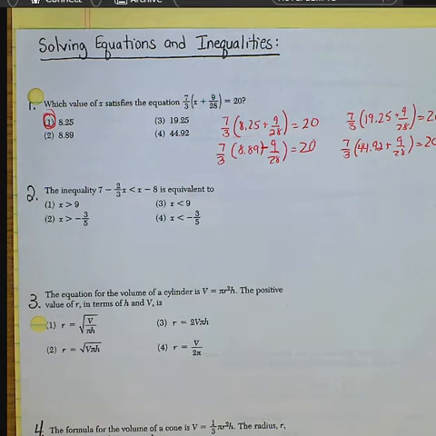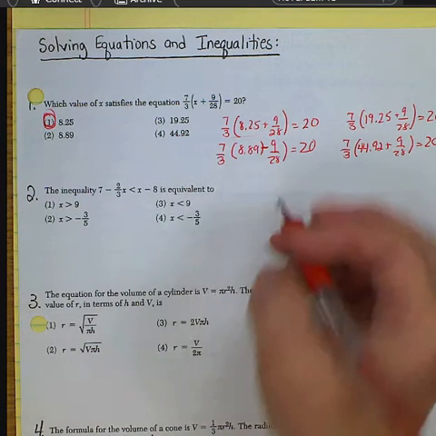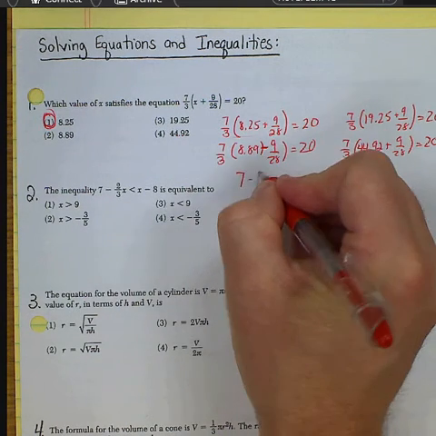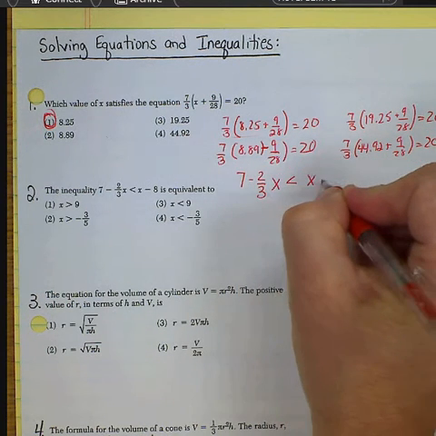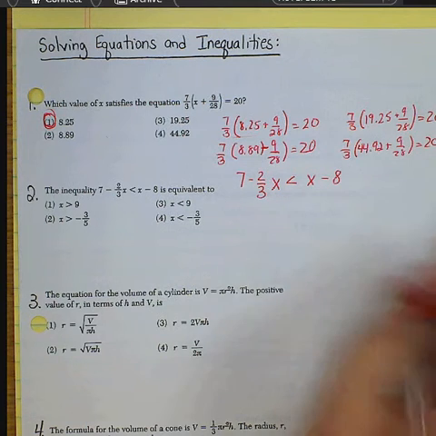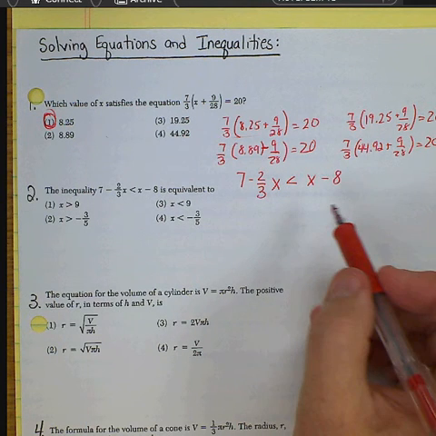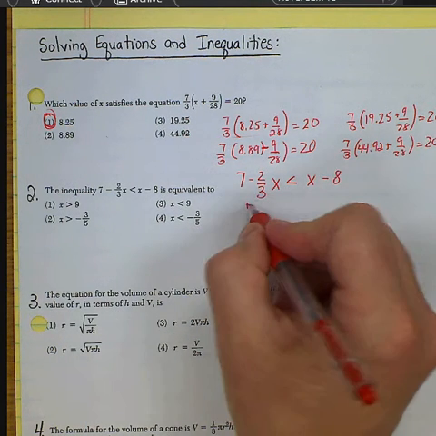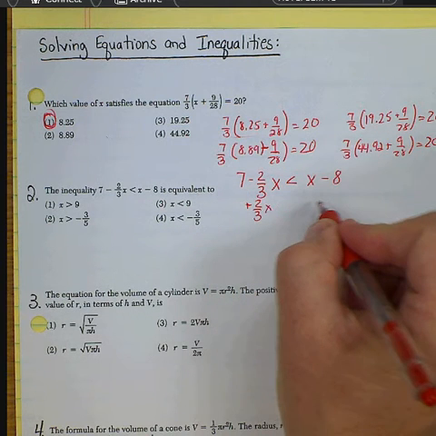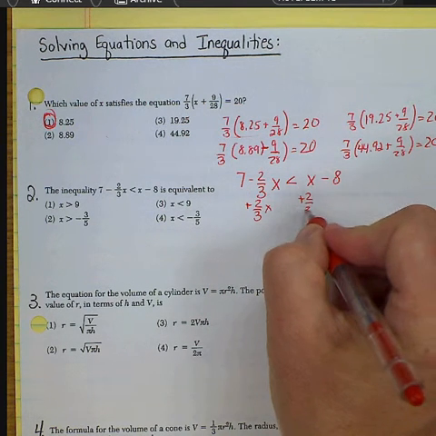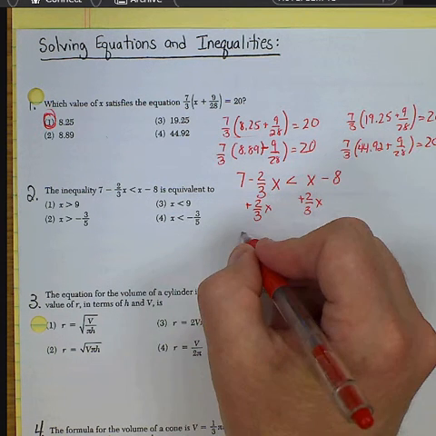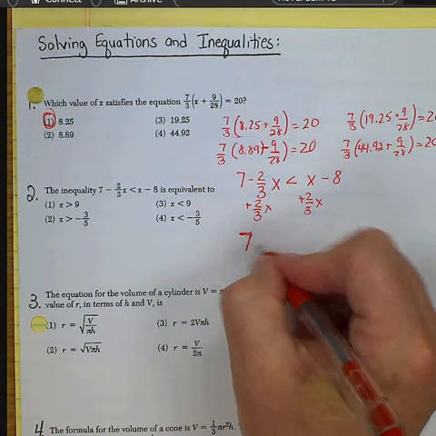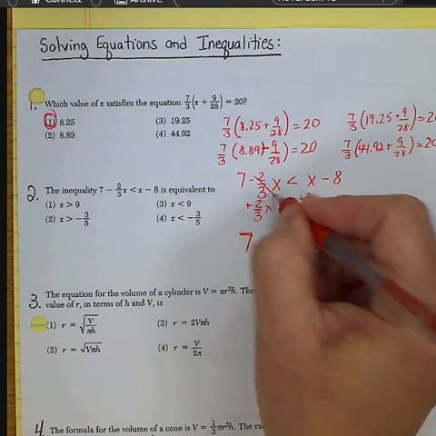Solving for this one. I'm going to bring it over here so you can see it. 7 minus 2/3 x is less than x minus 8. I have x's on both sides, so I'm going to try to get the x's together. I'm going to add 2/3 x to both sides. So I'm going to have 7 on the left side. There's my less than sign. These two pieces will cancel.